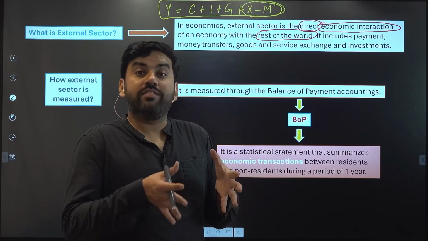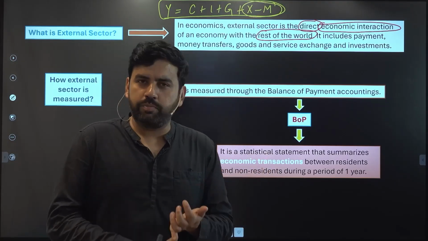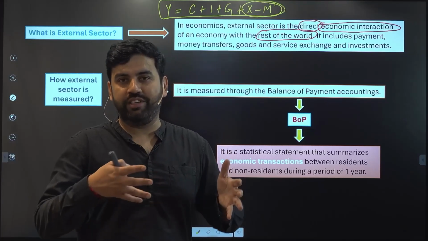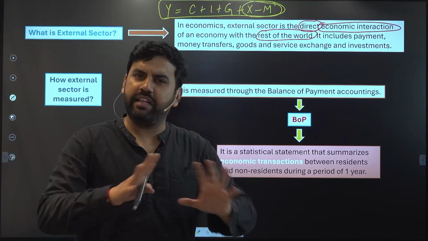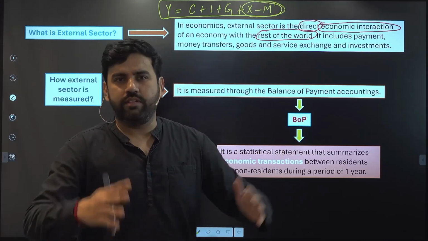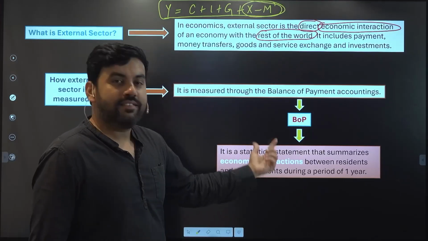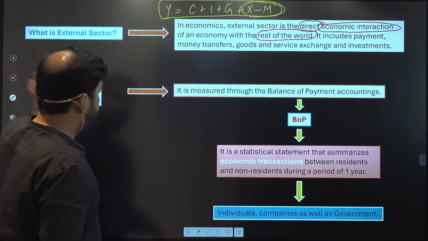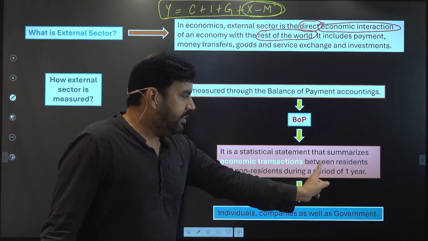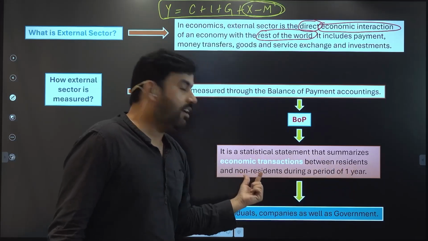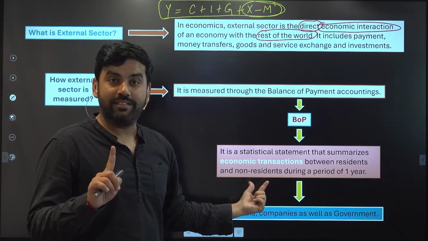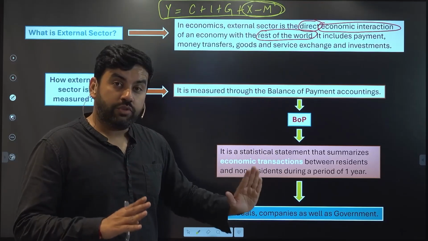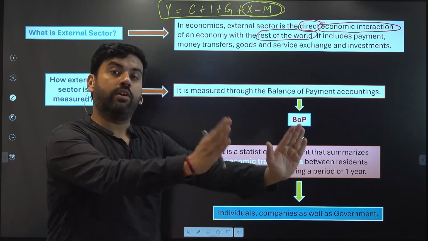Now when I say transactions, these could be exports and imports of goods and services, unilateral transfers, FDI, FII, and many other things that we are going to discuss later on. So this is a statistical statement, guys, a balance sheet. It is written between residents and non-residents, not citizens. I'll come to who is a resident. So these are transactions between residents and non-residents.